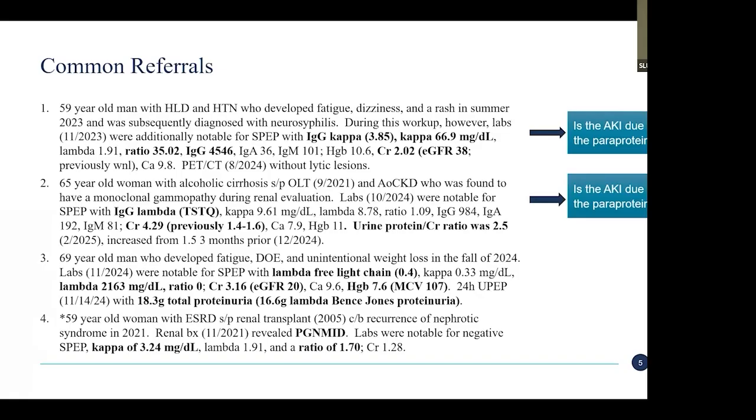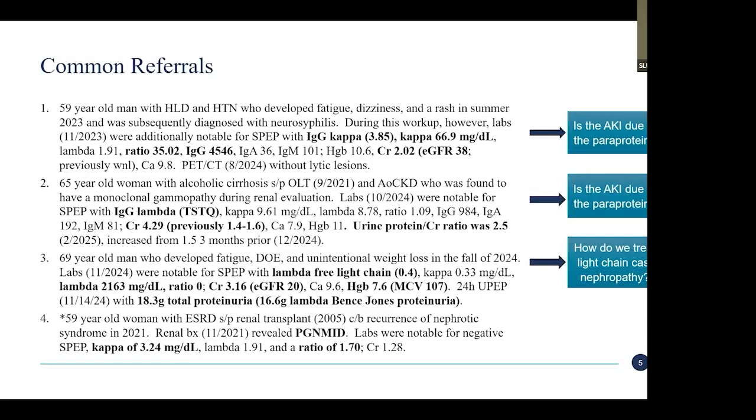Then number 3 is a 69-year-old man who has extremely high free light chains: lambda of over 2,000, a ratio of essentially 0, creatinine of 3, a macrocytic hemoglobin, and about 17 grams of lambda Bence-Jones. The question here is, we essentially know the diagnosis, and it's how do we treat light chain cast nephropathy? This is one of our emergencies.